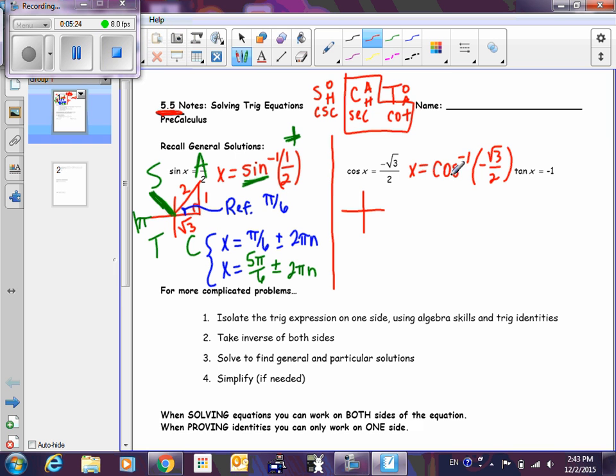Here's what I mean by that. Cosine is negative in what 2 quadrants? Or, sorry, I'm kind of getting ahead of myself here. That was not a bad question, but we need to go, if cosine's negative, we need to go to quadrant 2. And here's how you can just double check that. Is cosine negative in quadrant 2? Yes. All right, where else is cosine negative?